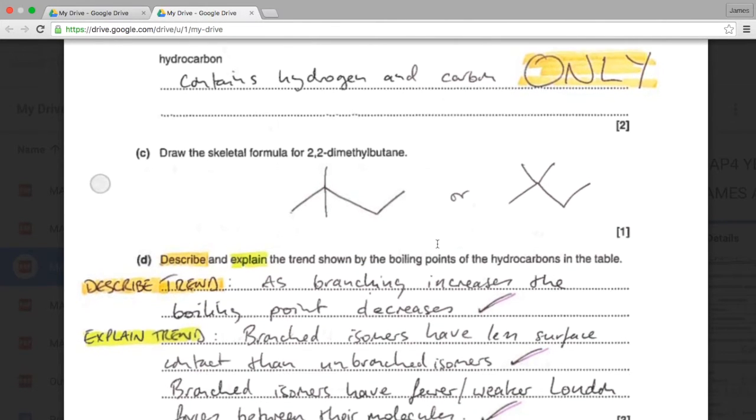Skeletal formula for 2,2-dimethylbutane. So your continuous chain is 4, 1, 2, 3, 4, with 2 methyl groups on carbon number 2. So you could draw it like that or like that.